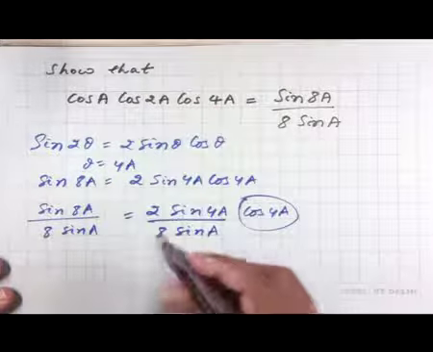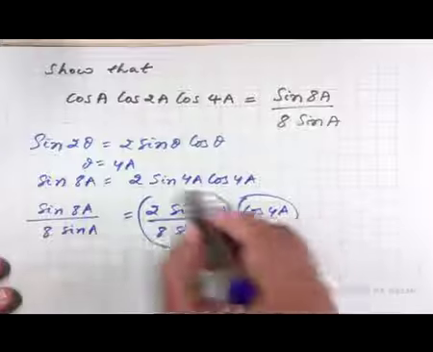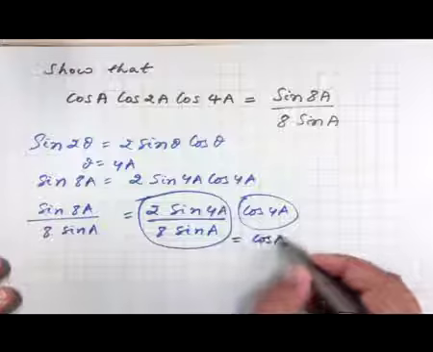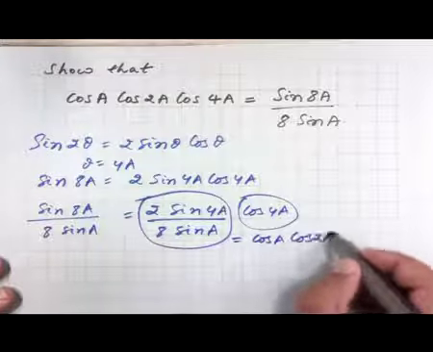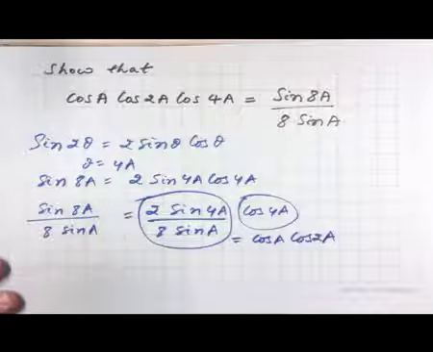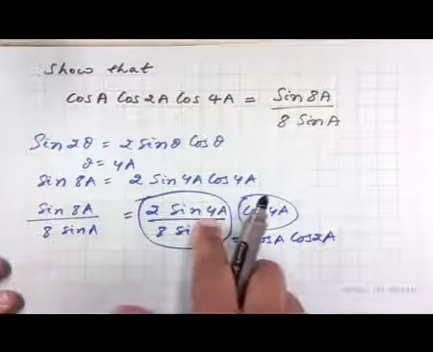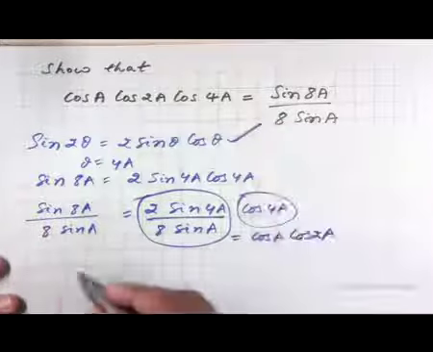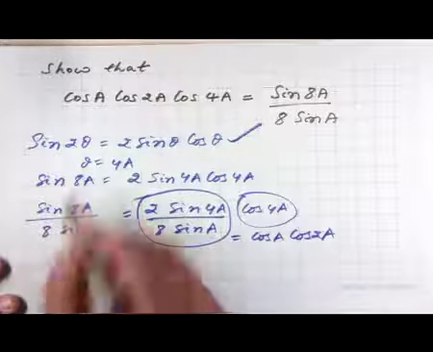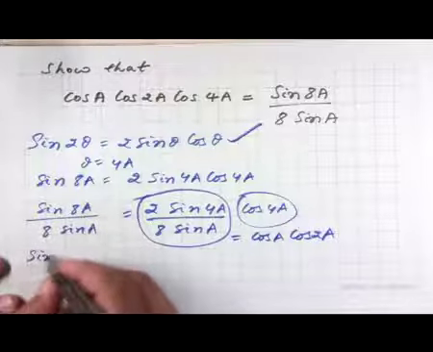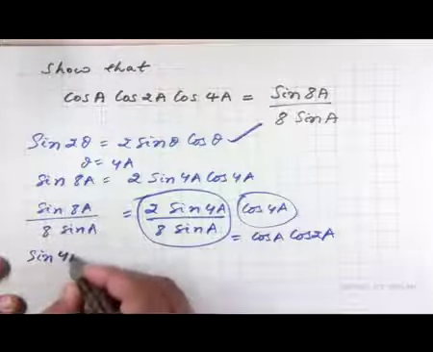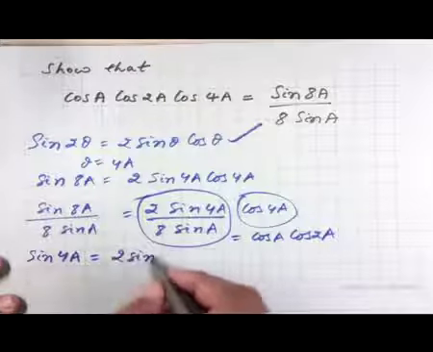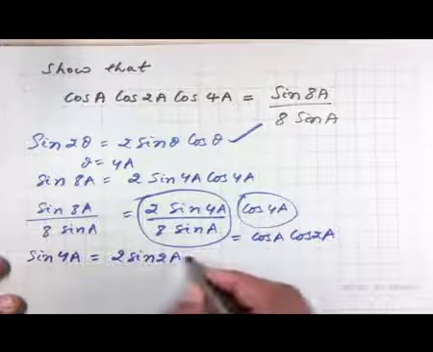So, now we just need to show that this is equal to cos a into cos 2a, and that can be done similarly because we know that sine 4a will have this cos 2a term again using this formula, but with theta equal to 2a, what we get is sine 4a equals 2 sine 2a into cos 2a.